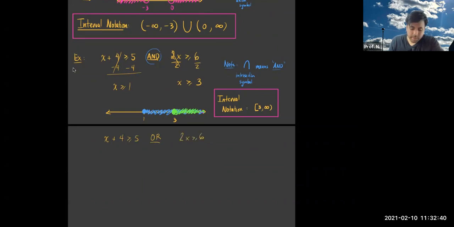What would change? Well, not much in terms of the answer for each inequality. I would still get the same answer because it's the same exact inequality, right? The only difference is that when I do graph it, I'm still going to do this, right? 3 and 1. I'm going to shade everything from 3 to infinity. I'm going to shade everything from 1 to infinity. But the difference is I'm going to interpret this with the or mentality.